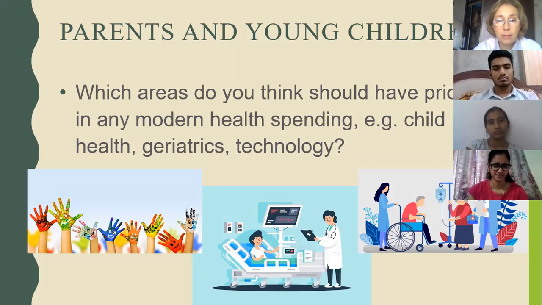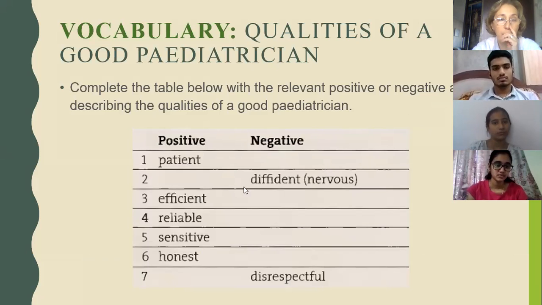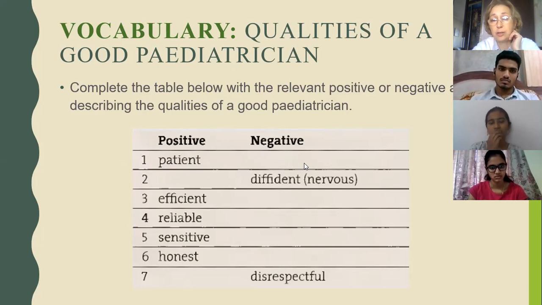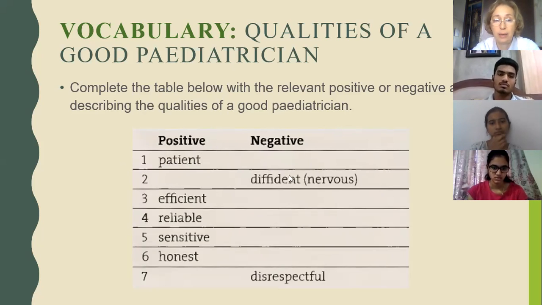Okay, good. And now let us speak about qualities of a good pediatrician. Here is the table. With some adjectives, you can see that there are positive adjectives column and negative adjectives column. They are given in pairs, and we should complete the missing adjectives. For example, in the first line, you can see the positive adjective, patient. What should be the negative adjective? Linked with patient. Impatient. Exactly. We just add the prefix here, in this case, impatient.